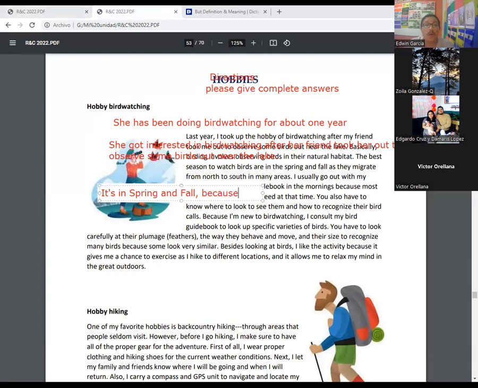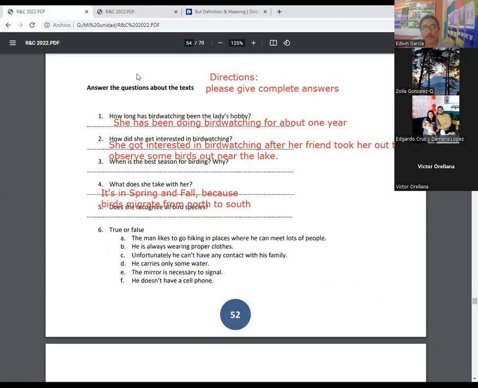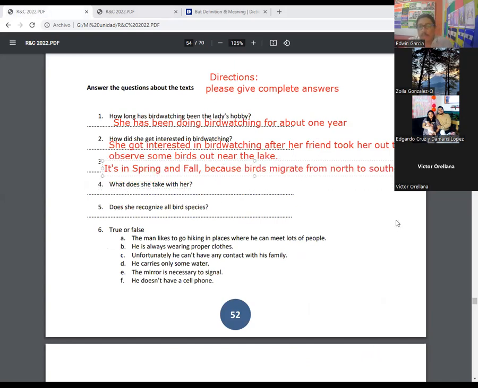You're going to remember, when somebody makes a question with why, we have to answer because. Because birds, we are going to say birds migrate from north to south. Okay, this is the reason. Well, let's see. Spring and fall. And we go to number 4.